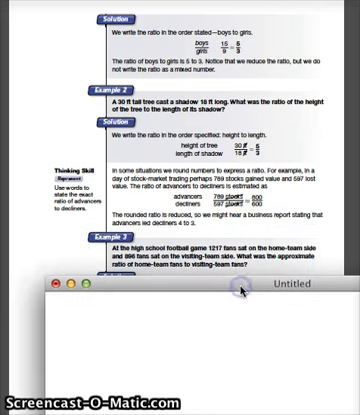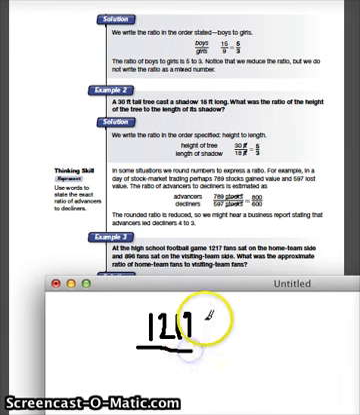All right, let's look at the third example. It says at the high school football game, 1,217 fans sat on the home side and 896 fans sat on the visiting team side. What was the approximate ratio of home team fans to visiting fans? Well, what are they asking for first? They're asking for the home team fans. So it's the 1,217 over the away team, which is the 896, right?